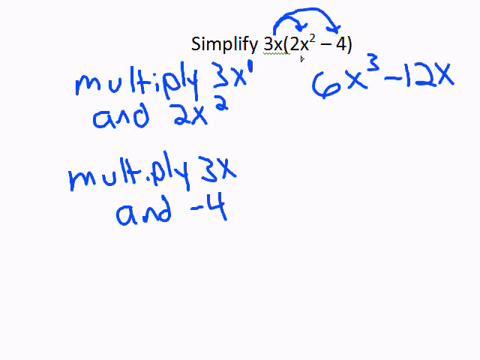Quick review, terms are anything separated by a plus or minus sign. So 2x squared and the negative 4 were two different terms. This is our answer. Notice we cannot combine the 6x to the third and the negative 12x because they do not have the same exponents. Like terms are the same letters with the same exponents.